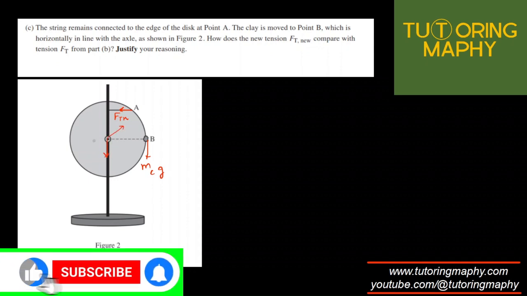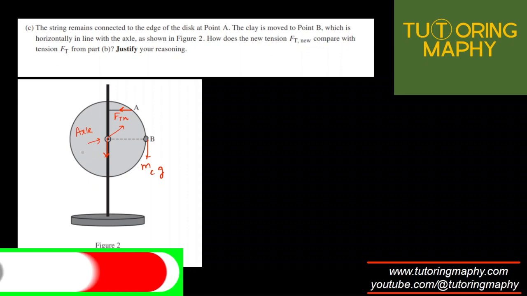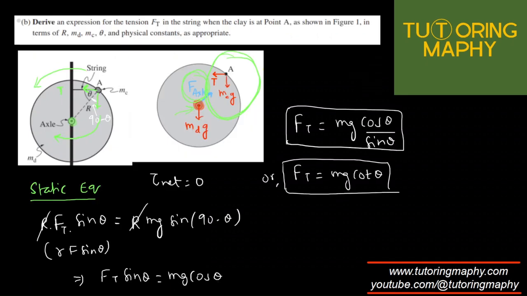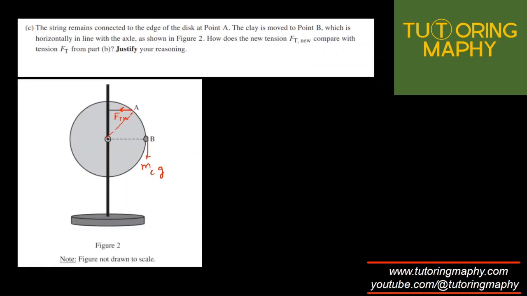We are not even bothered about this because this is our axle, as well as the point about which the net torque we are taking as zero. So how will the equation change? And by the way, this theta is still theta, right? I'm just going to erase these two forces because they don't have any job here. The theta still remains the same, and this is still R. This is also R. So how will the net torque look?